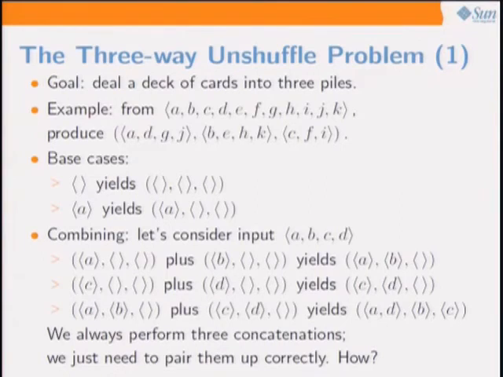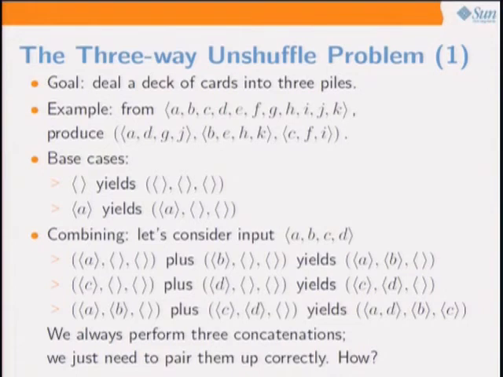We're going to take the list and repeatedly divide it in half till we get down to the singleton cases. So the base case is that if you have an empty deck, you're going to get 3 empty piles. And if you have a singleton deck, you're going to get a singleton pile and 2 empty piles. Now, how can we combine those result piles into bigger piles? Well, let's work an example.